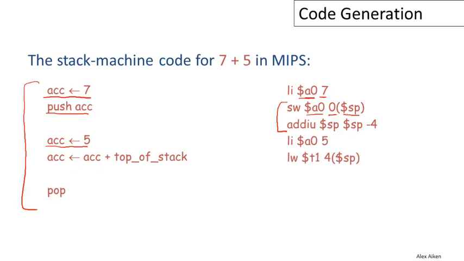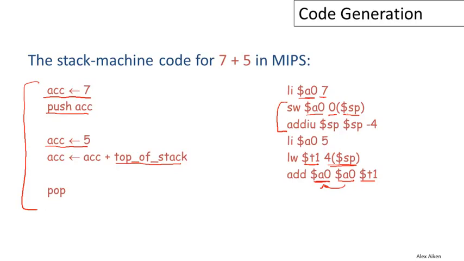Well, first we have to load the value that's on the top of the stack, because the second argument is taken from the top of the stack. And since MIPS can only do operations out of registers, that value has to go somewhere into a register, and this is where we use our temporary register. So now this value is at offset 4 from the stack pointer because we subtracted 4 from the stack pointer, and we load it into register T1. Okay, and then we can actually perform the add, and so we add the accumulator to the value of T1, and we store the result back into the accumulator.